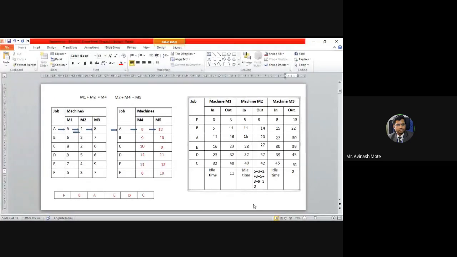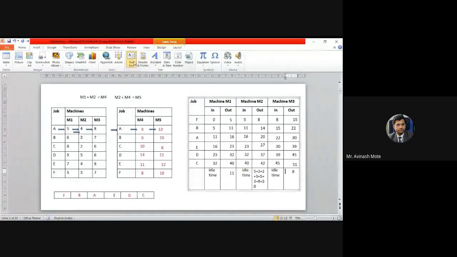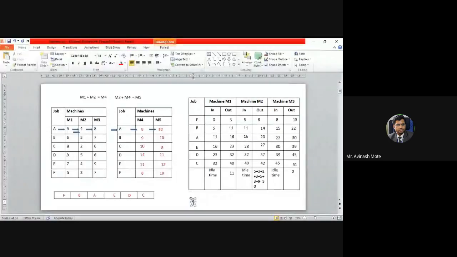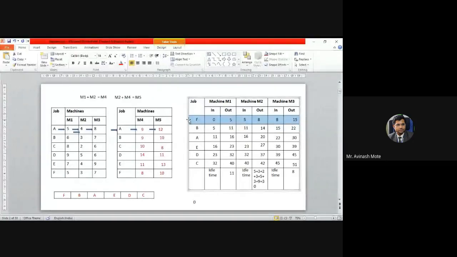Now can you tell me idle time for a job? Look here. I'll enter one more text box here. Okay. Idle time for a job. See here. Don't go on calculating. Look at the F job. Entering at 0, coming out 5. Entering at 5, coming out 8. Entering at 8, coming out 15.